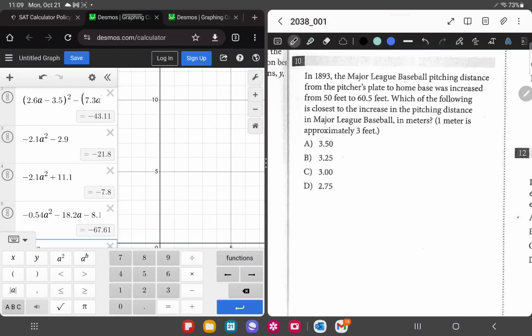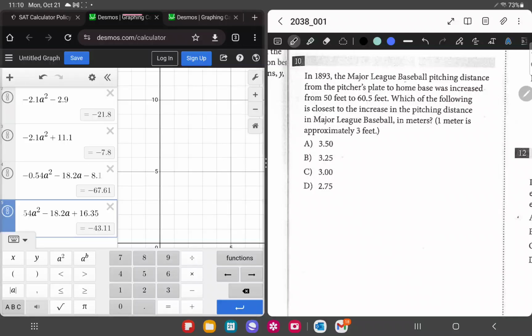It says, in 1893, the Major League Baseball pitching distance from the pitcher plate to home base was increased from 50 feet to 60.5 feet. Which of the following is the closest to the increase in the pitching distance in Major League Baseball in meters? 1 meter is approximately 3 feet. Okay, so first of all, we need to see what the difference is.